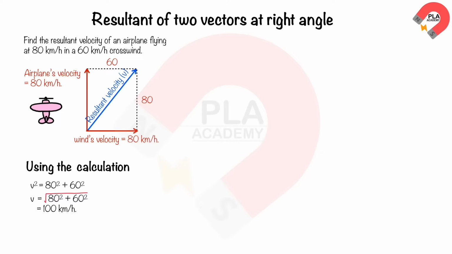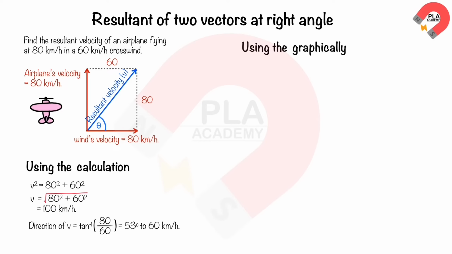We can calculate the direction of the resultant velocity by the tangent ratio. The direction of the resultant velocity is the angle theta to the direction of the wind's velocity. So, the direction of the resultant velocity is tan to the power of minus 1 of 80 over 60, which is equal to 53 degrees to the 60 km per hour.